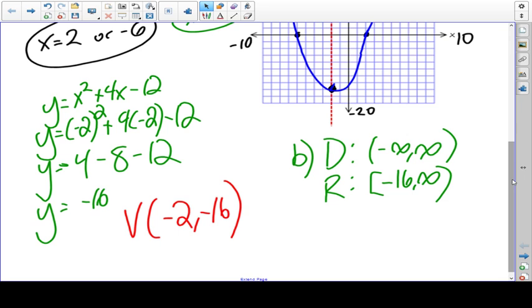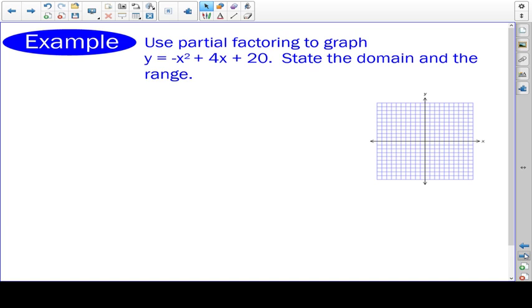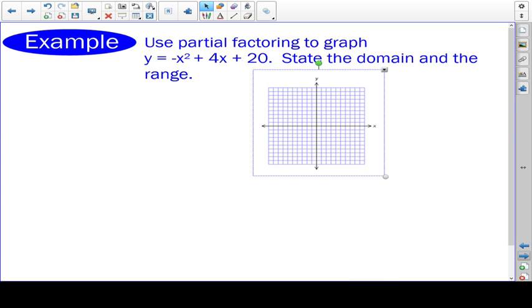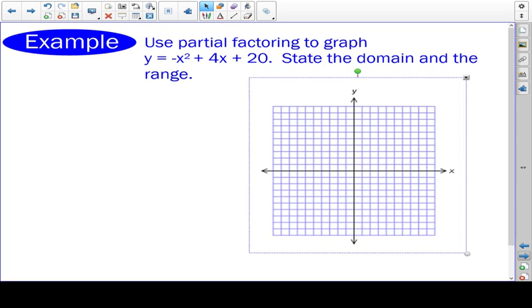We good? All right, moving on to the next one. Use partial factoring to graph -x squared plus 4x plus 20. State the domain and range. So we have to talk about what partial factoring is, okay? So here's what partial factoring is. First off, I'm gonna make this bigger for me.